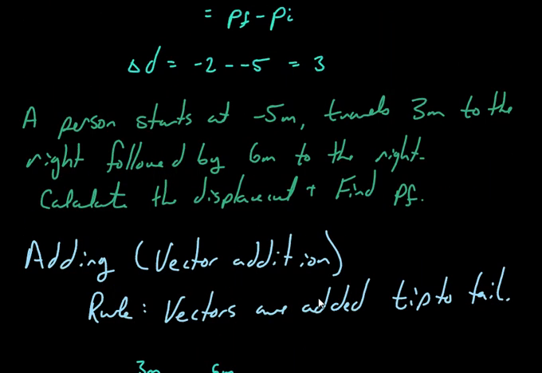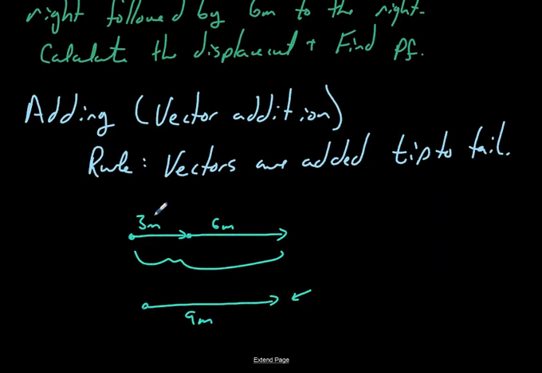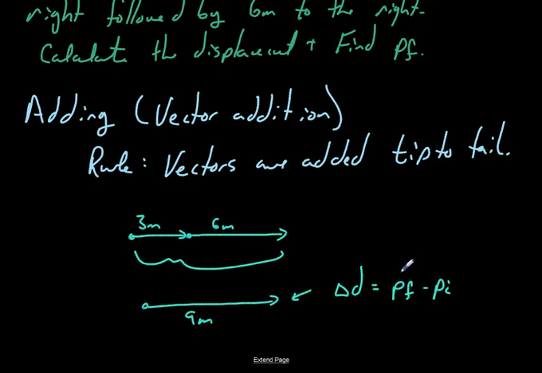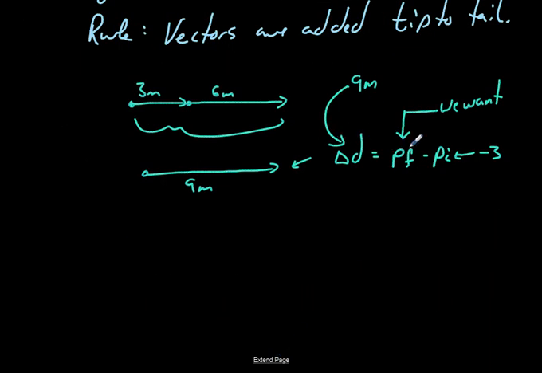We already know because we drew a picture, but let's see how we would do it just using math symbols. We know delta D, the displacement, is equal to the final minus the initial position. This information tells you the person starts at -5, but it doesn't say where they end. Where they end is PF. This is what we want. We know their initial position was -3, and we've just sorted out through vector addition that their total displacement, or their change in position, was 9 meters. So we're going to solve for this.